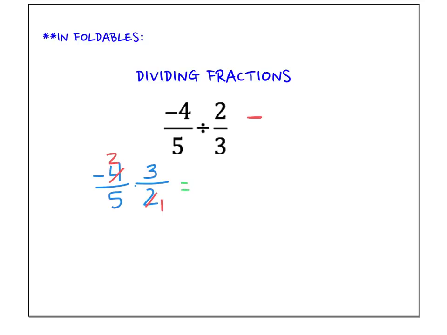When I go to multiply across now, I have a -2 times 3, which is -6, and a 5 times 1, which is 5. Again, if you like, you can turn that into a mixed number of -1 and 1/5.